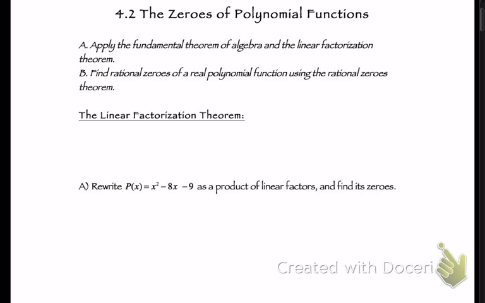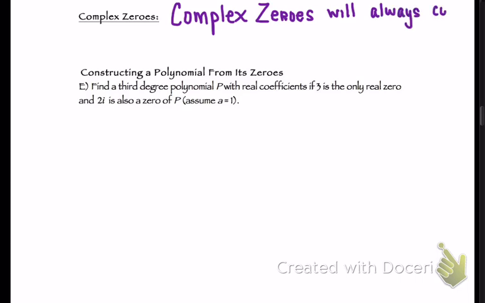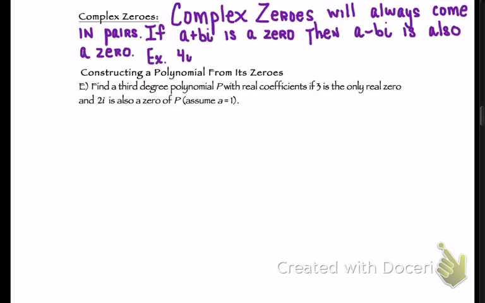Let's get started. So first thing we want to look at, complex zeros. Hopefully you remember complex numbers are imaginary numbers. So what I'm about to write down, complex zeros, they will always come in pairs. So if a plus bi is a 0, then a minus bi is also a 0. The examples that I gave you will help you understand that complex zeros will always come in pairs. So if positive 4i is a 0, negative 4i is also a 0. If negative 5i is a 0, positive 5i is also a 0.